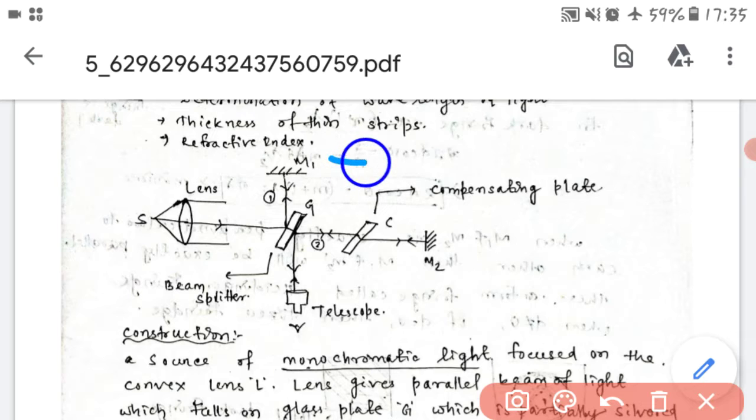Sorry, here it's mirror 2 image, M2 dash, and mirror 1 and this image may be parallel to each other, may make some angle, or may remain in a straight line, anything can be.